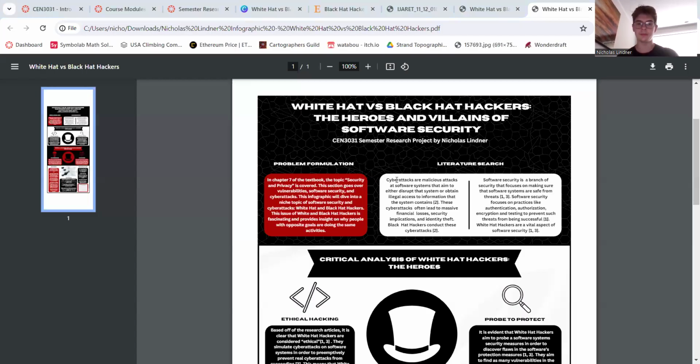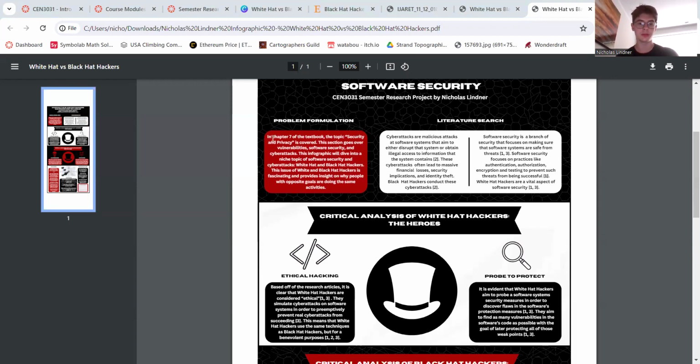Alrighty. So my project is on white hat and black hat hackers. I titled it White Hat versus Black Hat Hackers, the Heroes and Villains of Software Security. For the problem formulation, in chapter 7 of the textbook, the topic security and privacy is covered, which goes over vulnerabilities, software security, and cyber attacks.